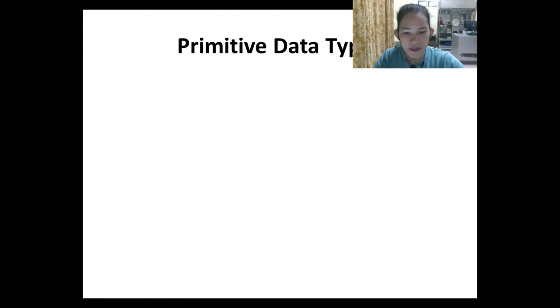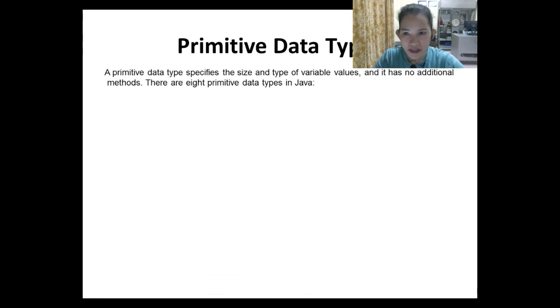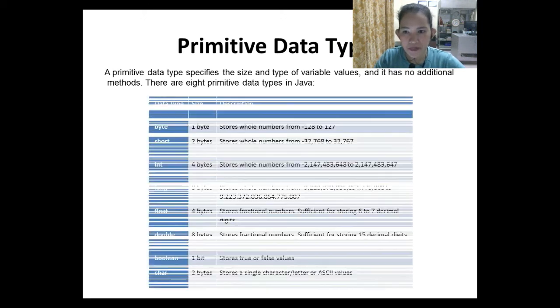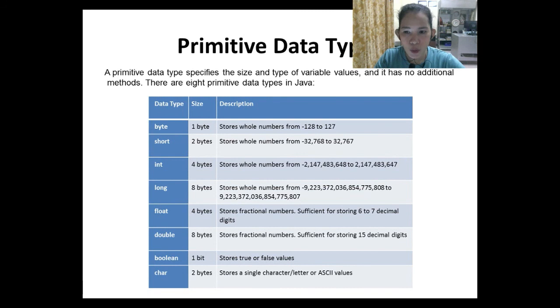Primitive data types. A primitive data type specifies the size and type of variable values, and it has no additional methods. There are 8 primitive data types in Java. These are the byte, short, int, long, float, double, boolean, and char. Byte has 1 byte, and it stores whole numbers from -128 to +127. Short has 2 bytes.